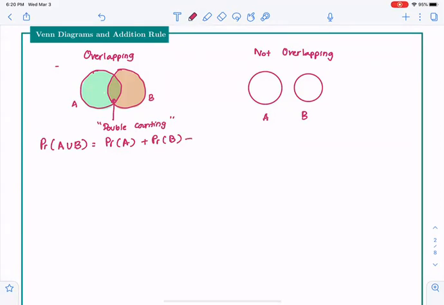So I could write it as minus the probability of that part that is common to both A and B. In other words, that is the overlapping part that got counted twice. So we write it as A intersect B. The inverted U simply means intersection, so A and B overlap. Since I counted the overlapping part twice, I'm going to take away one of the overlapping parts. So what I just wrote here is simply the addition rule.